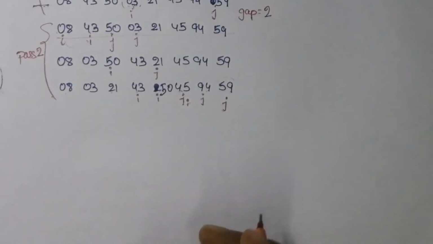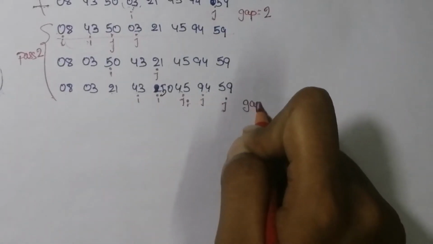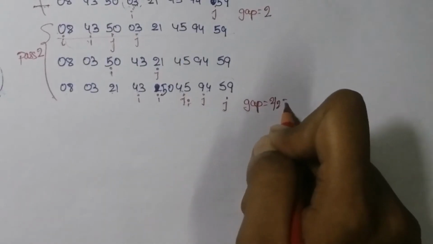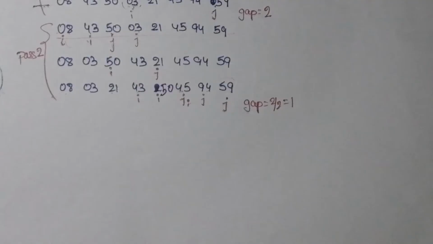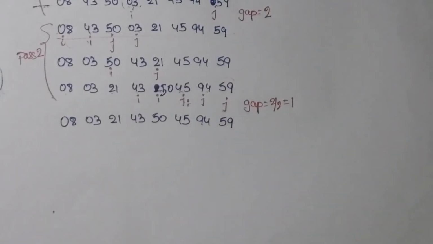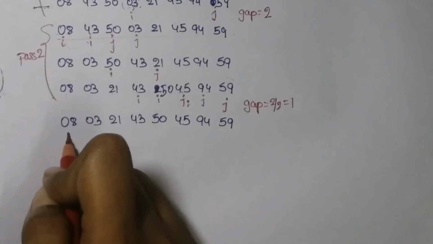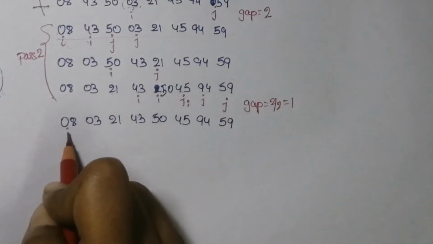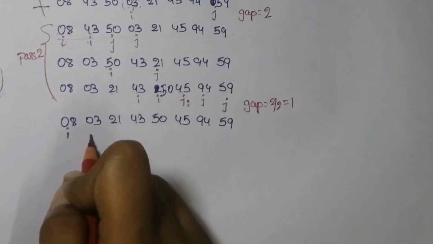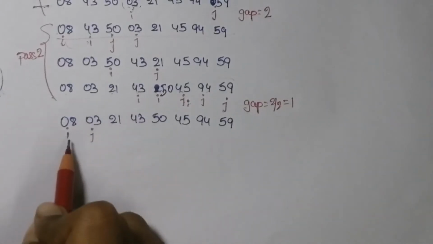Now we will move towards pass 3, and in pass 3 the gap will be 2 by 2 equals 1. As previously the gap was 2, now it will be 1. This is the array after pass 2. Here again i will be initialized from the first index, and here gap equals 1. That means the adjacent elements will be compared, right?